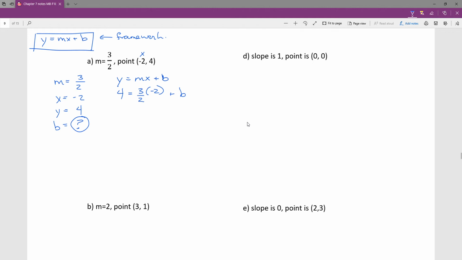So doing the math on this, I'd have 4 equaling -6 divided by 2 is a -3, or you could cancel them out, however you want to think of it, plus b. Solving for b, I would add 3 to both sides, and I get that 7 equals b, or b equals 7, which is fantastic information. It's fantastic work, but we're not done.